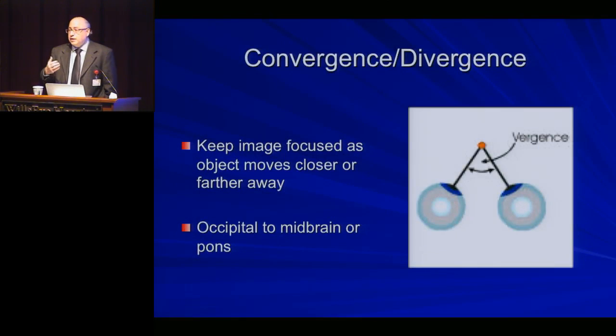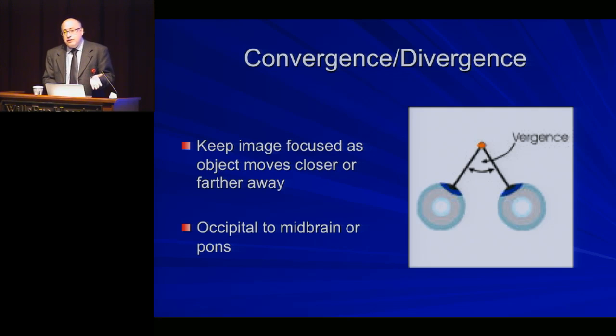Similarly, if something's moving towards you or away from you, we have to use convergence or divergence to keep the image focused as the object moves closer or further away. And the pathway here is the occipital to the midbrain for convergence and to the pons for divergence.